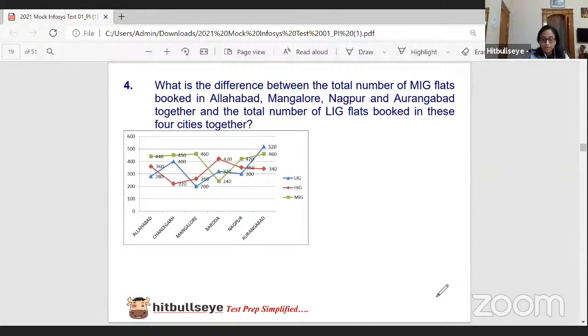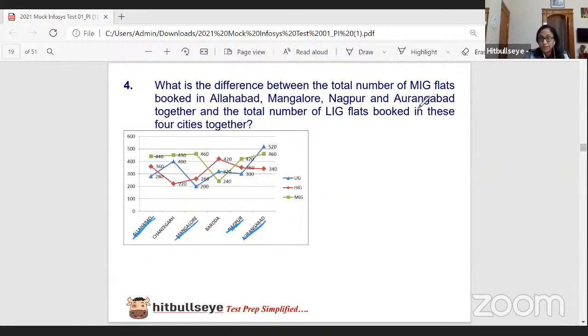No, Jinesh, that's not the correct answer. Do it carefully again. It's just reading the information properly, okay? So note down the cities they are talking about. They are talking about Allahabad, Mangalore, Nagpur and Aurangabad. So the first information, the third one, and the last two.